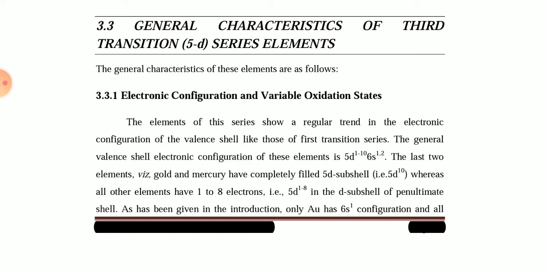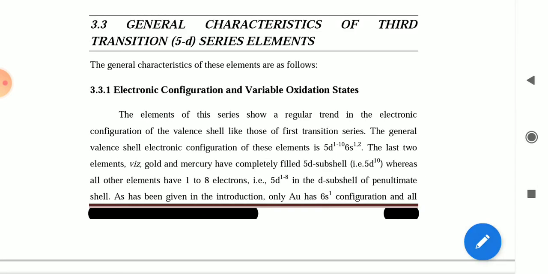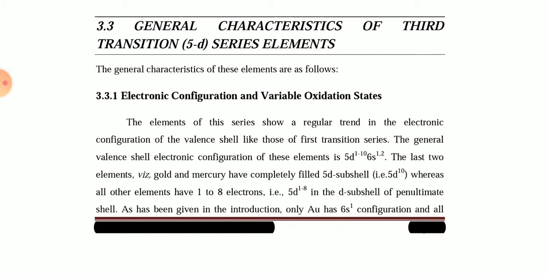Dr. Monica Trivedi. Today's topic is the characteristics of the third transition series, the 5d series elements of d-block elements. As previously we learned about the first and second transition series, the third transition series shows a regular trend in the electronic configuration of the valence shell, like those of the first transition series also. So the general valence shell electronic configuration of these elements is 5d1-10 6s1 or 2.